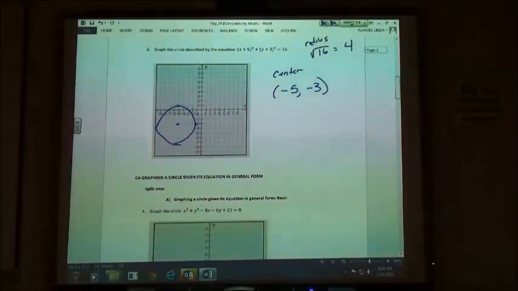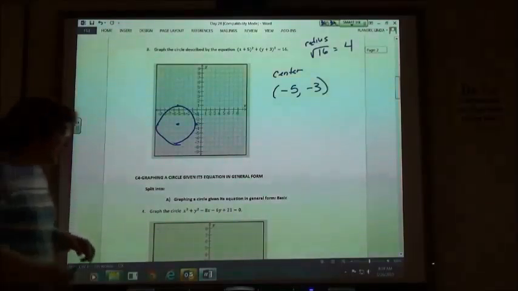So that's the first way, where they give it to you in standard form, and it's pretty easy to do. Then we start getting a little bit harder.